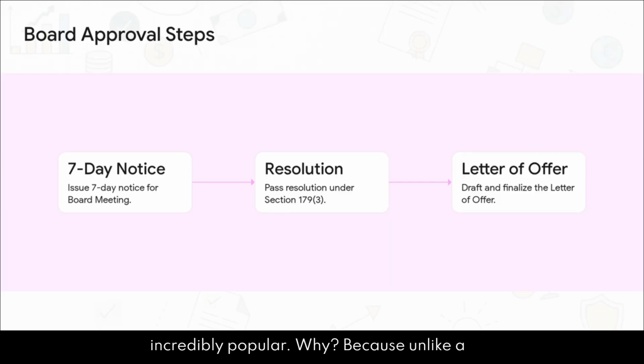Now, this route is incredibly popular. Why? Because unlike a preferential allotment or a private placement, a standard rights issue absolutely does not require calling a general meeting to get shareholder approval. The board can execute this whole thing entirely on its own authority, which is a huge time saver. During this exact same step, the board is also going to draft and finalize the letter of offer, which is just the formal invitation that gets sent out to the shareholders.